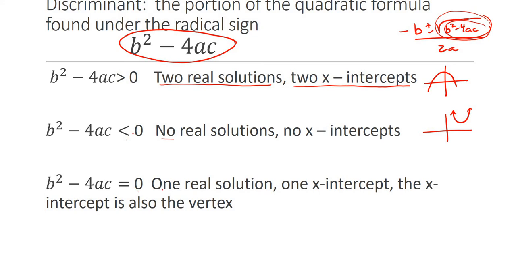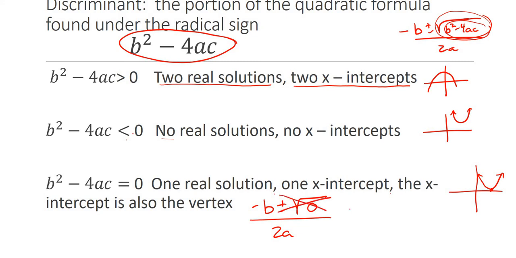The last is that b squared minus 4ac equals 0. If it does, we get one real solution, we get one x-intercept, and the x-intercept is also the vertex. So this is the case that looks like this, where it touches just one time. Let's look at this a little closer.